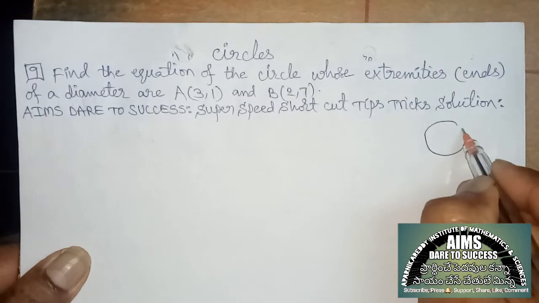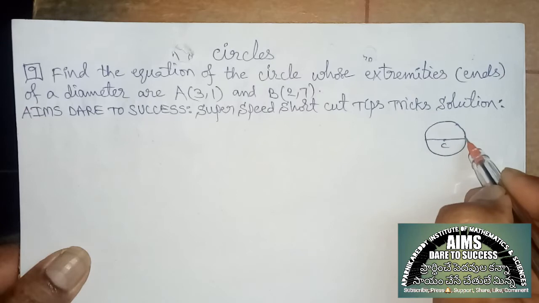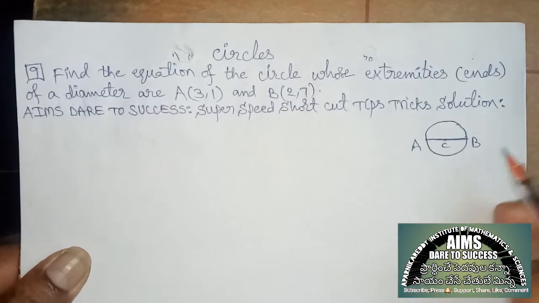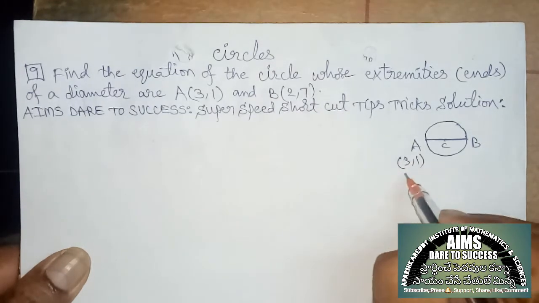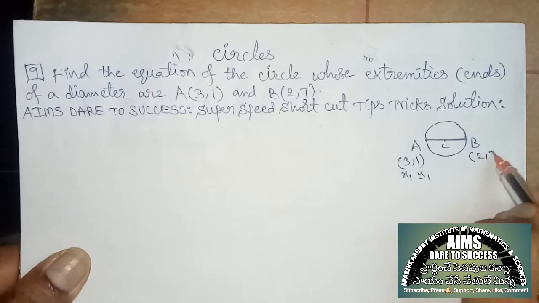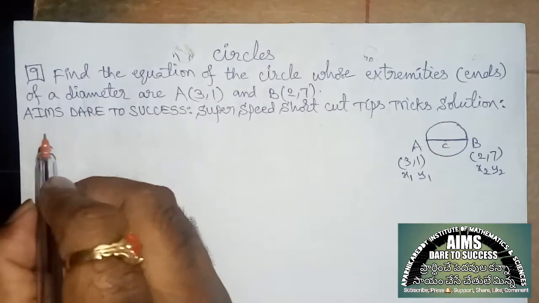I am drawing the circle. This is a circle and this is the center. Passing through this center, this is the diameter of the circle, and A and B are ends of the diameter. According to our given question, A is (3, 1), it is x1, y1, and B value is (2, 7), and it is x2, y2.